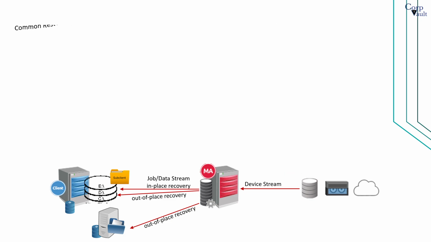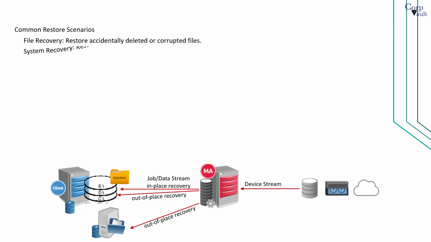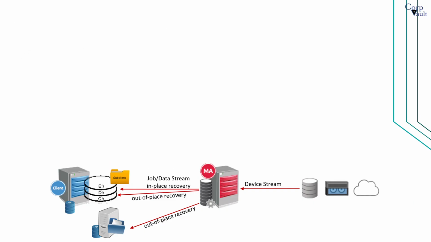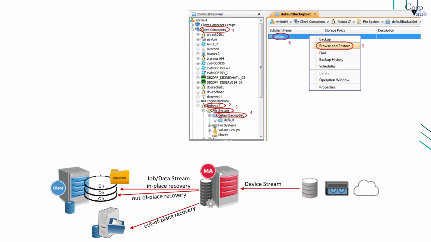What are common restore scenarios? The common restore scenarios would be file recovery, to restore accidentally deleted or corrupted files. System recovery, to restore an entire system after a failure. Application recovery, to restore databases, mailboxes, or other application data. In Commvault, you can first browse for the data, and then restore it.